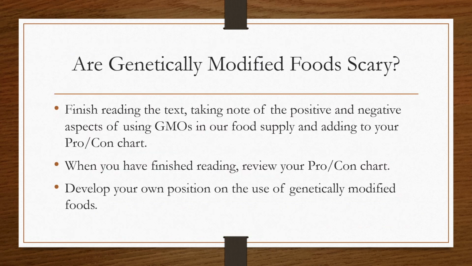Next, you will finish reading the text, "Are genetically modified foods scary?" You'll take note of the claims made that support the use of GMOs and the counterclaims that point out the harmful effects of GMO use in our food supply, and you'll add the pros and cons that you identify to your pro-con chart. When you've finished reading, you'll review your chart and the pros and cons that are listed. As you consider and analyze these points, you'll formulate your own position on the use of GMOs in our food supply. I'll give you a few minutes to do that now.